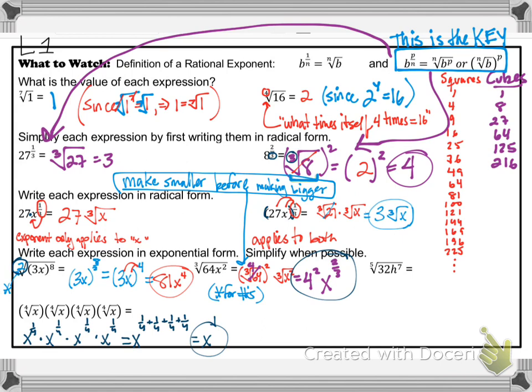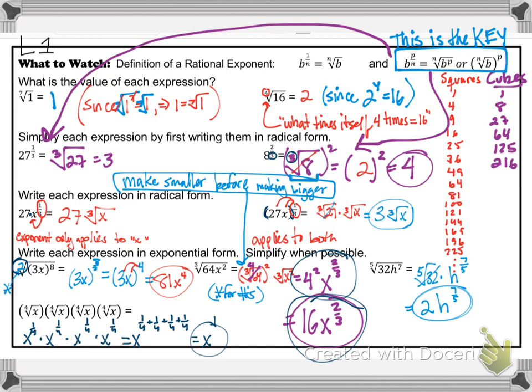Last one in this example. Oh, sorry, should have finished that one. Write that as a 5th root of 32. 5th root of 32 is 2. And then this is the bottom of the fraction because it's the index. This is the power, so that goes on top. Final answer.